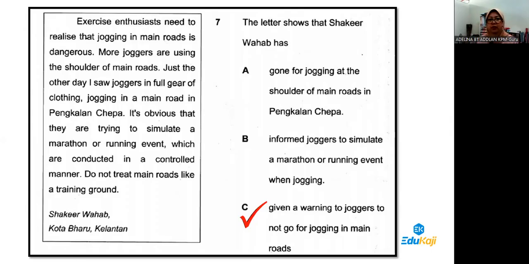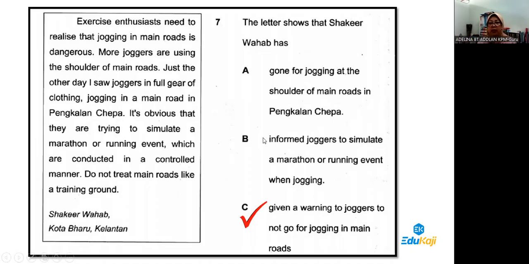Sometimes he can also see joggers in full gear, jogging on a main road in Pangkalan Chepa. Obviously they are trying to simulate a marathon or running event, which are conducted in a controlled manner. What he's trying to say is that joggers nowadays feel that they are in a marathon, so they jog in the middle of the road or by the side of the road without considering whether it is suitable or not. When you see a controlled manner, it is controlled with some authorities, being the police, traffic police, and so forth.